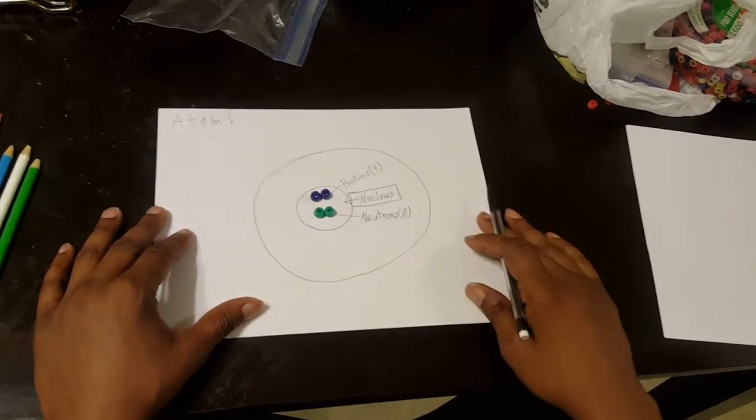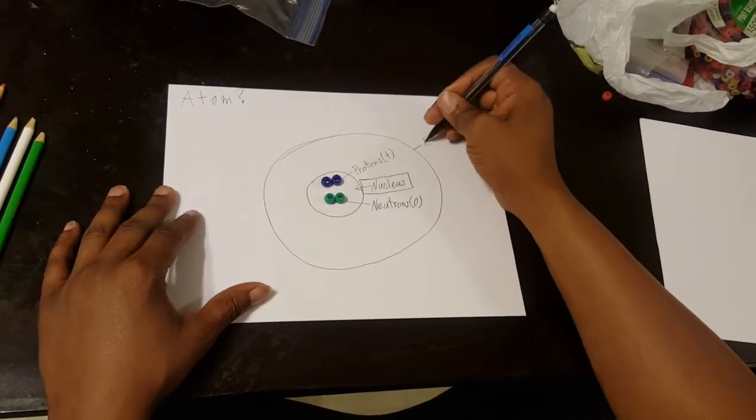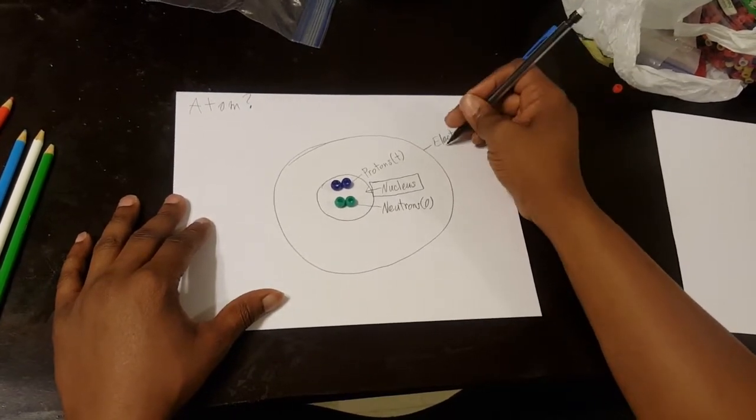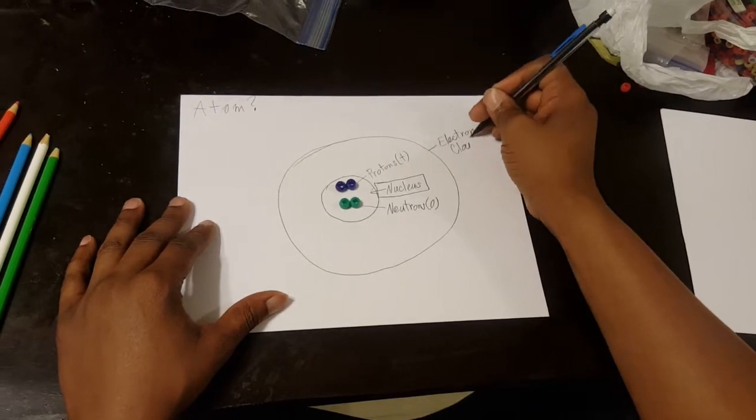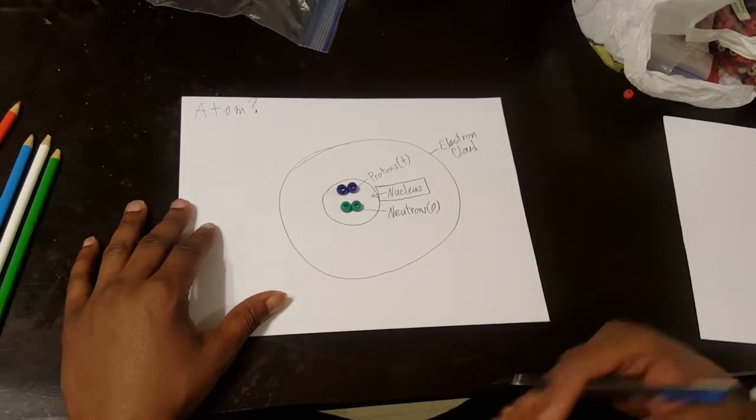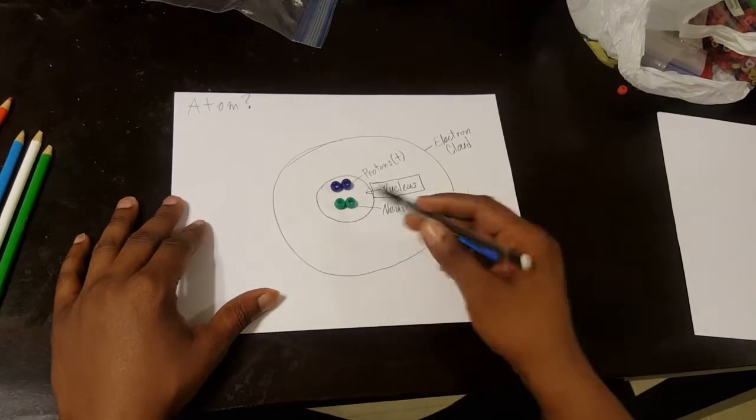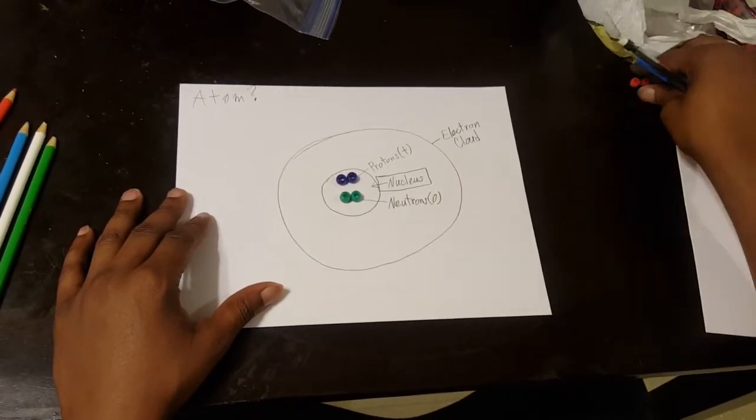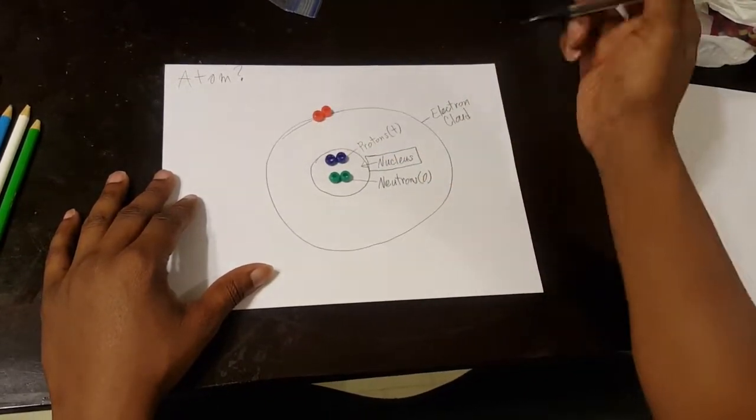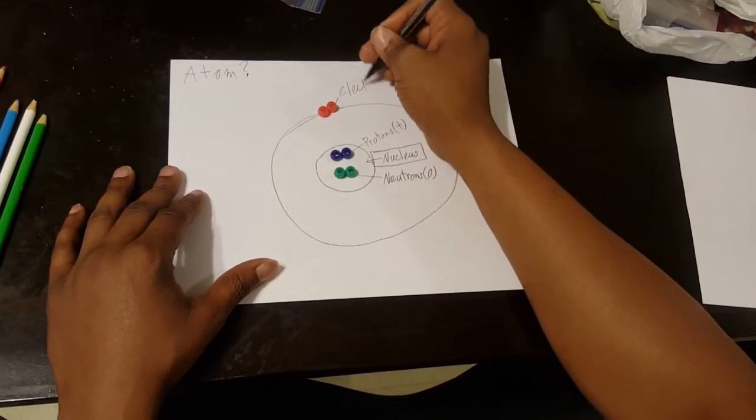Now, the next thing we have, the third subatomic particle we have, are called electrons. And electrons sit outside of the nucleus in what we call the electron cloud. Now in the electron cloud, you have different orbitals. So in that first orbital, you can only fit 2 electrons. The second orbital, you can fit 8 electrons, third 18, and then the fourth 32. But for now, we're just gonna focus on the locations of the protons, neutrons, and the electrons. So for now, we're gonna set our electrons on the electron cloud. And our electrons have a negative charge.